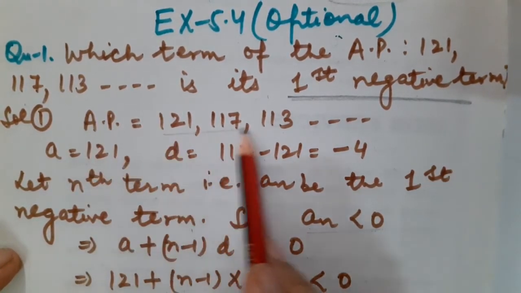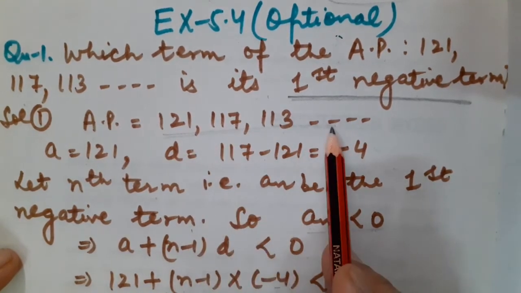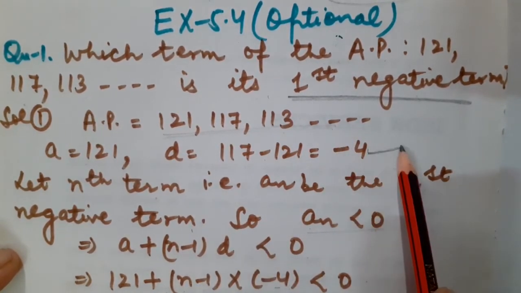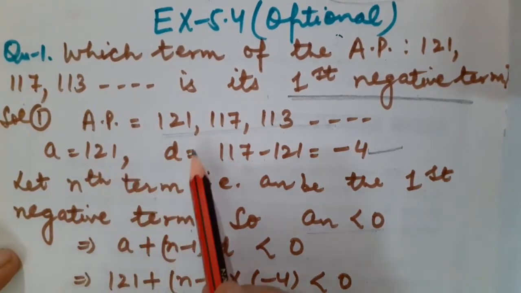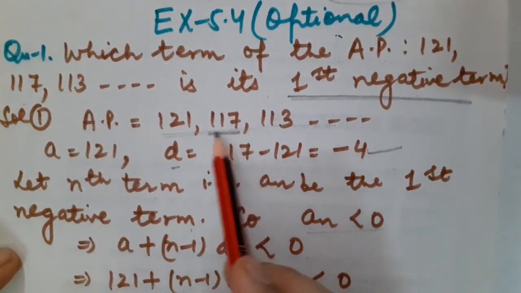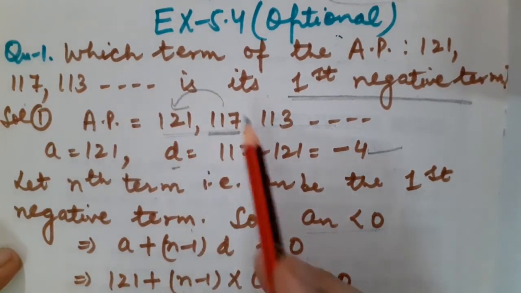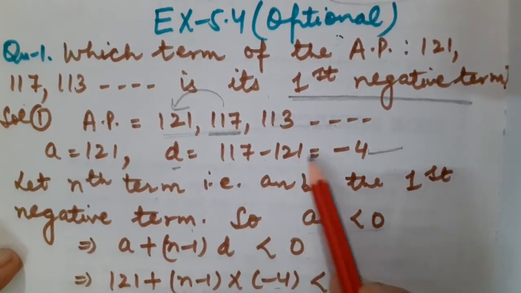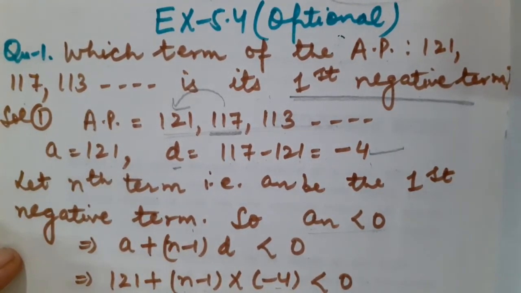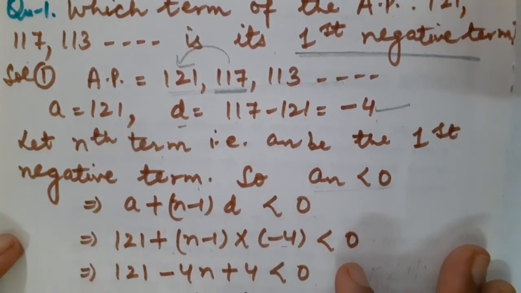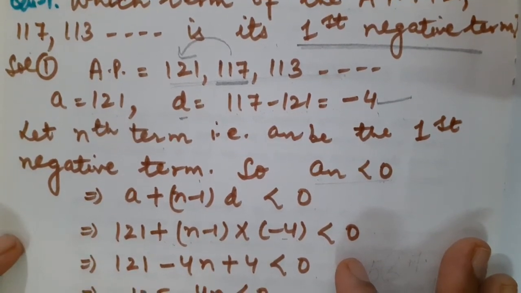So AP, you will be knowing, is in descending order, so definitely d will be negative. So let us start. a is equal to 121. What is d? d is succeeding minus preceding, that is 117 minus 121 is equal to minus 4. Children, I told you whenever it is said which term is negative, which term is minus 150, which term is 0, always we have to consider, let it be the nth term. So let the nth term, that is an, be the very first negative term.